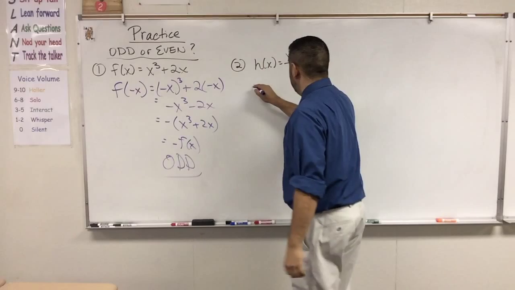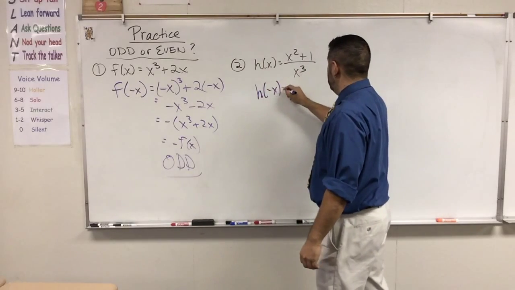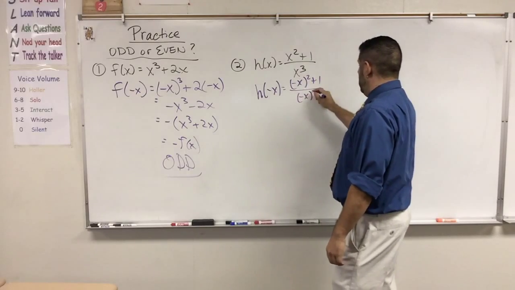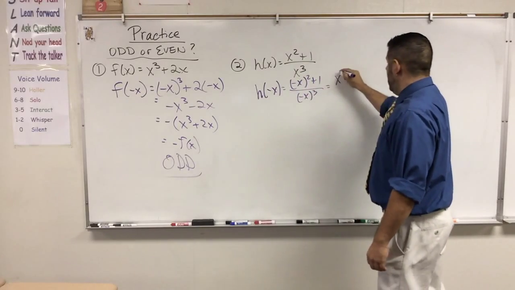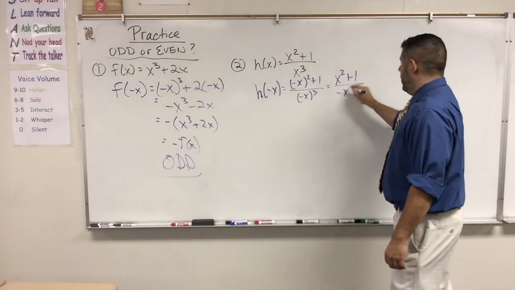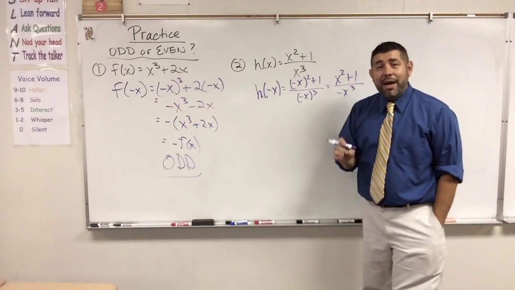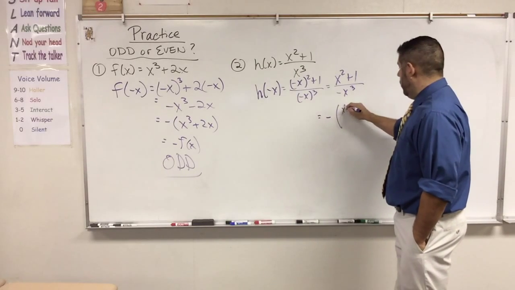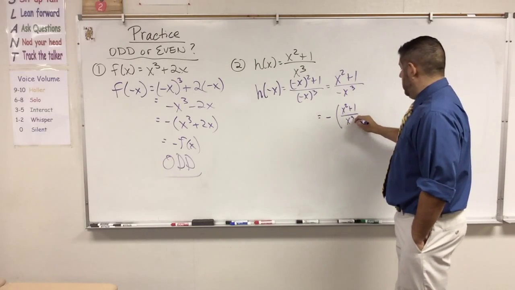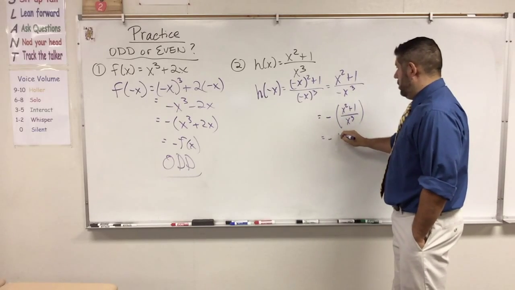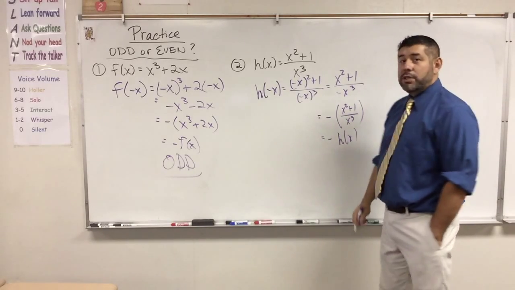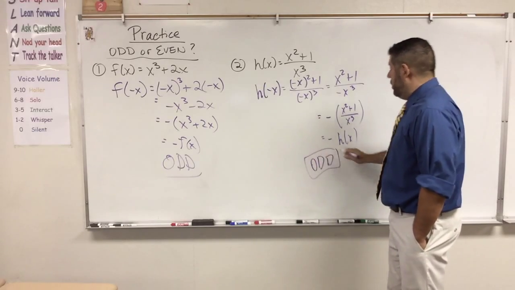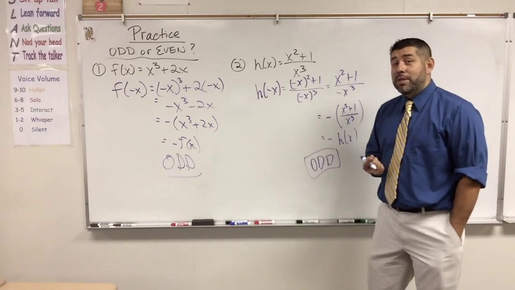All right, let's take a look at h of x. So we're going to plug in negative x. We're going to get x squared plus 1 over negative x cubed. Remember, we could take a negative out of the numerator or the denominator, and the whole thing is negative. And we got just a bunch of odd functions today, right? Odd.